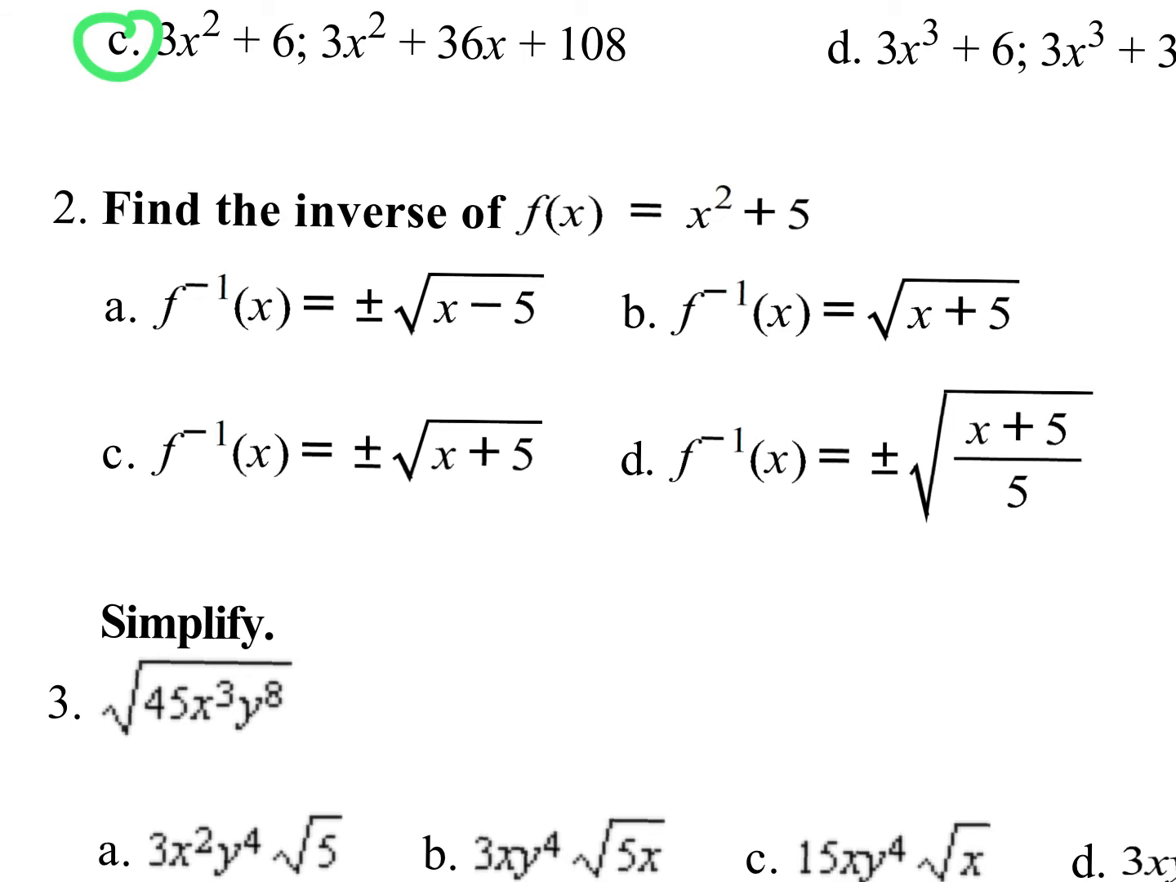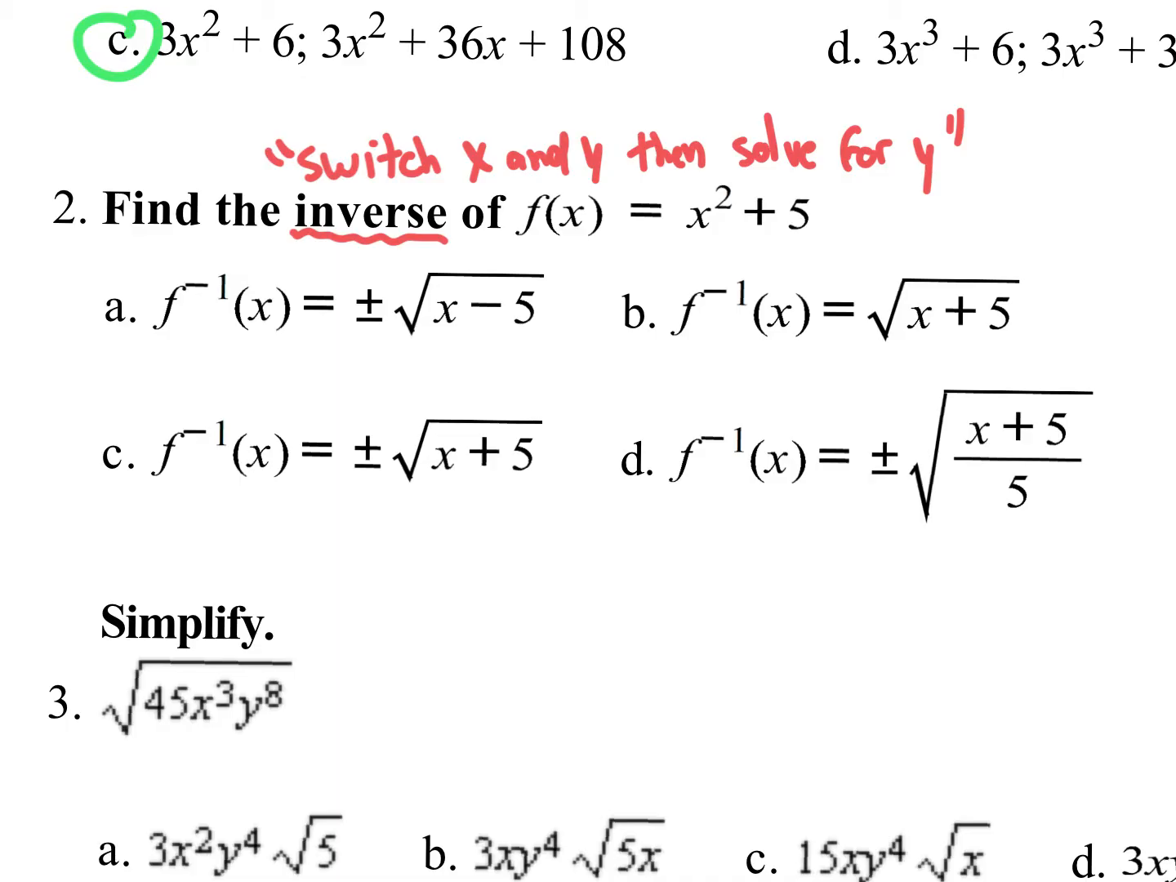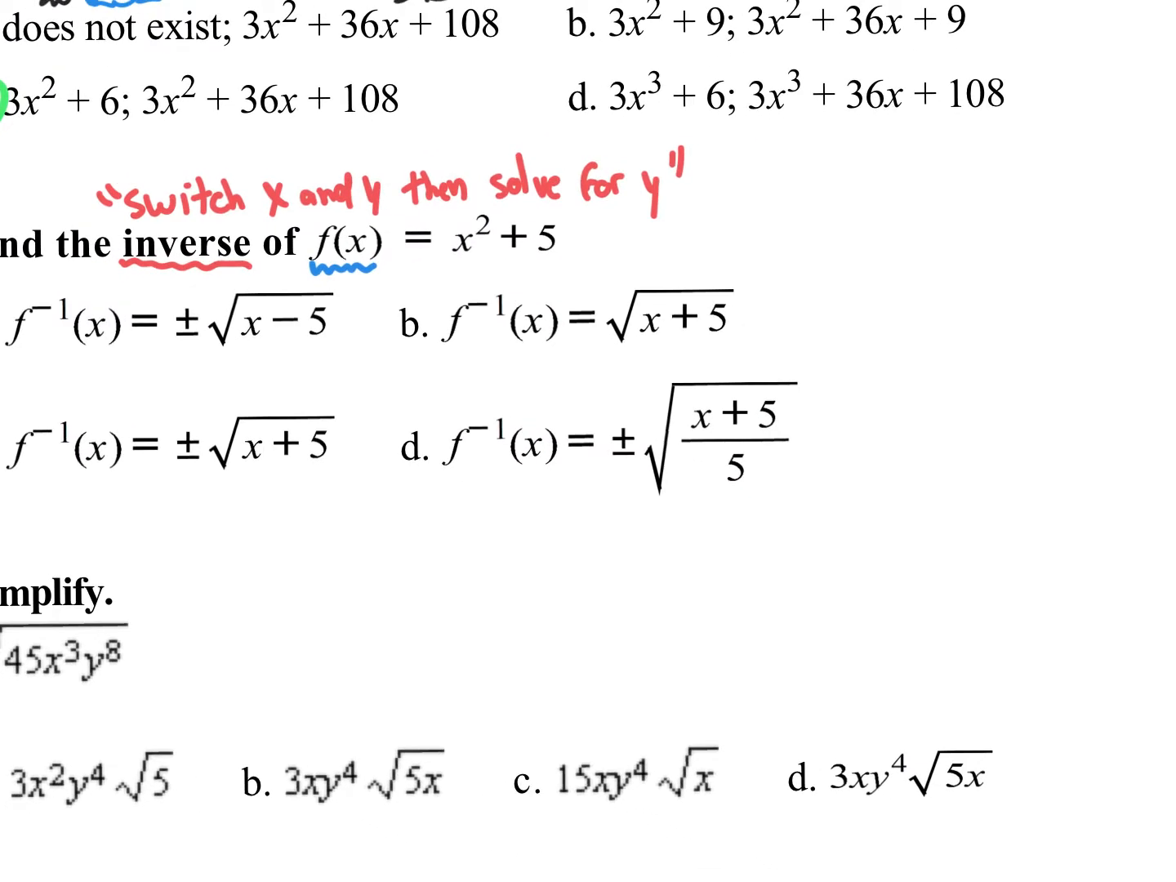Find the inverse. Ladies and gentlemen, what does it mean to find the inverse? Switch x and y and then solve for y. So you might be thinking, whoa, where's the y at? It's right here. f of x is really the same thing as y. So instead of writing f of x, let's actually start with y equals x squared plus 5. And we're going to do what it says for us to do. Finding the inverse, you switch x and y, then solve for y.